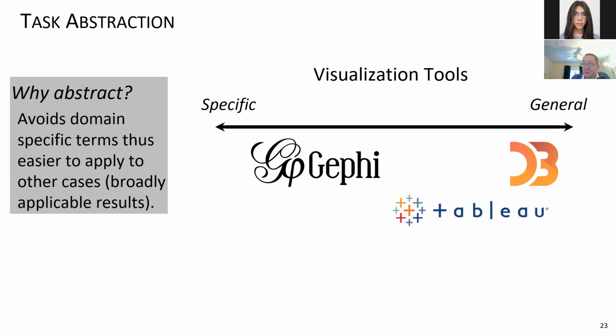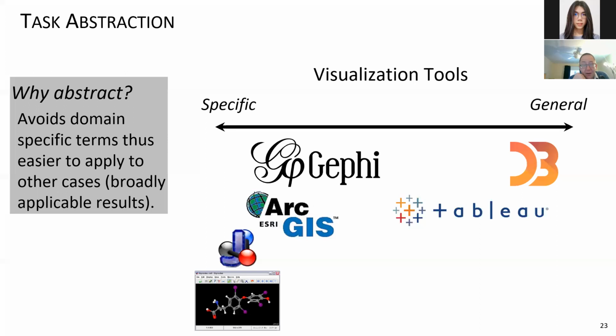ArcGIS is only for maps. Essentially, it's a GIS system. It allows you to visualize a map and a terrain. It's very specific for what it's visualizing. Things like MATLAB are also the same thing, with a bunch of chemistry visualizations. There are very tool-specific things, but you can't apply them to other domains, and that's the challenge. If you make it too general, it's harder to implement, but at the same time, we want general techniques that you can apply in a bunch of different ways.